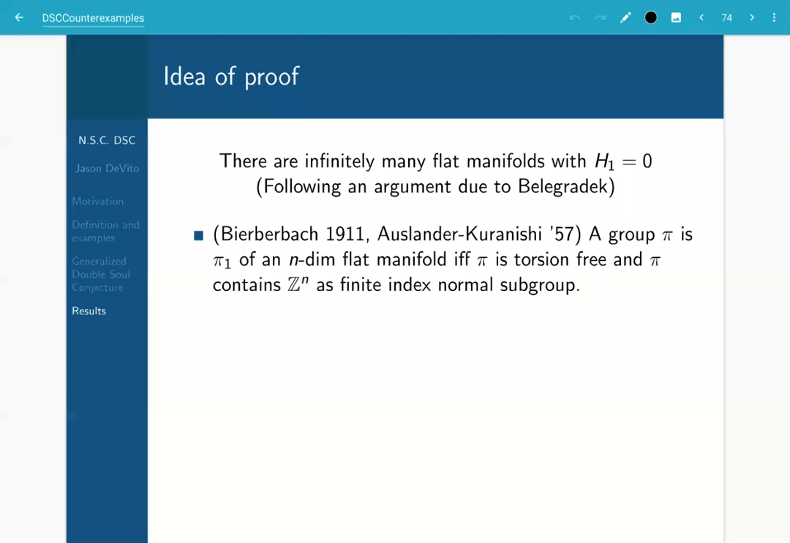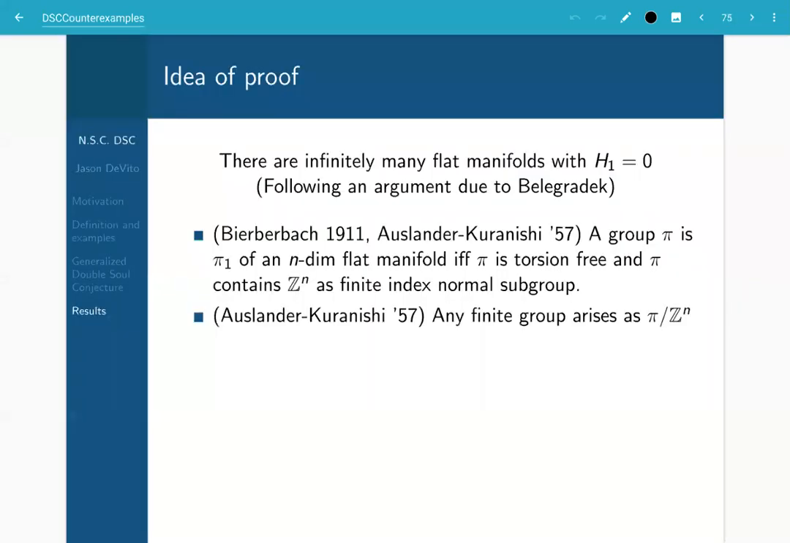So the first big theorem, or big pair of theorems, depending on how you want to classify it, is a complete classification of which abstract groups can be realized as pi1 of a flat manifold. Bieberbach proved that pi1 of a flat manifold must be torsion free, and it must contain Z^n as a finite index normal subgroup. And then the Auslander-Kuranishi result is the converse: if you have an abstract group that happens to be torsion free and contains this Z^n as a finite index normal subgroup, then you can realize it as the fundamental group of an n-dimensional flat manifold. So we have this purely algebraic way of recognizing when a group is pi1 of a flat manifold.